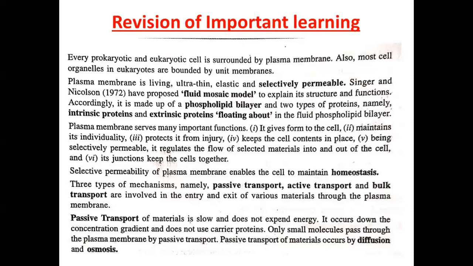Three types of mechanism, namely passive transport, active transport, and bulk transport, are involved in the entry and exit of various materials through the plasma membrane. Passive transport of material is slow and does not expend energy.